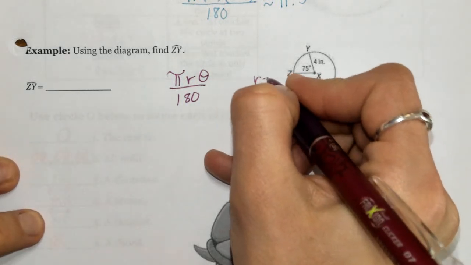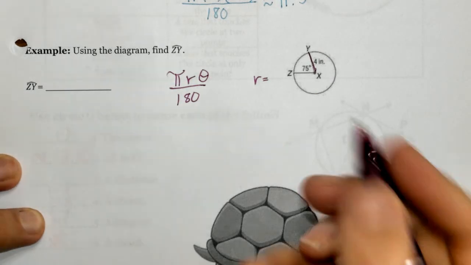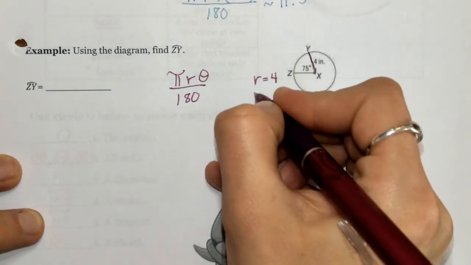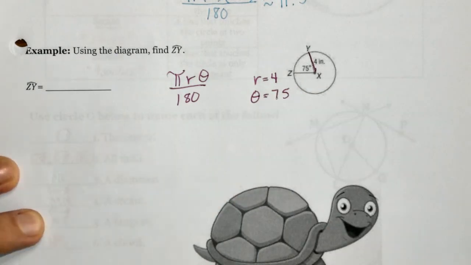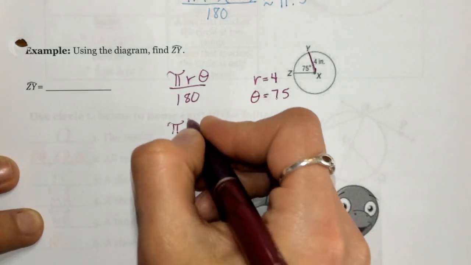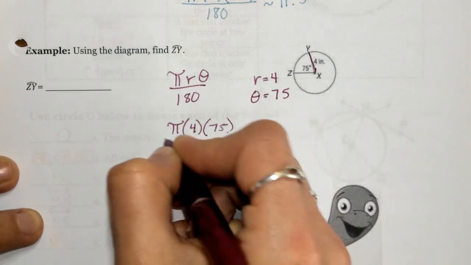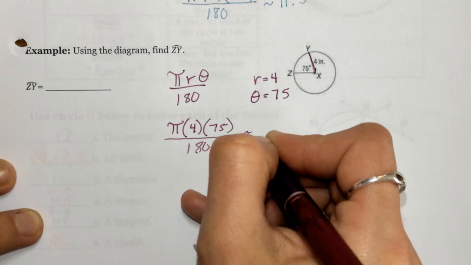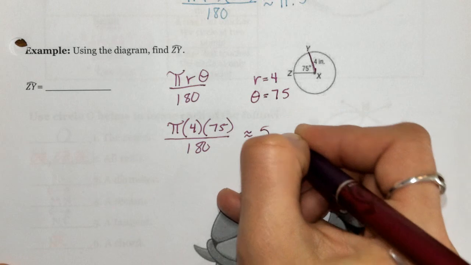So our radius is already given to us. Remember, your radius is halfway across the circle, diameter is all the way. So this will be 4. Your theta, or your central angle, is 75. So substituting in, we've got pi times 4 times that 75. And we should have plugged that into our calculator. And what is the length? 5.2. Good, 5.2.